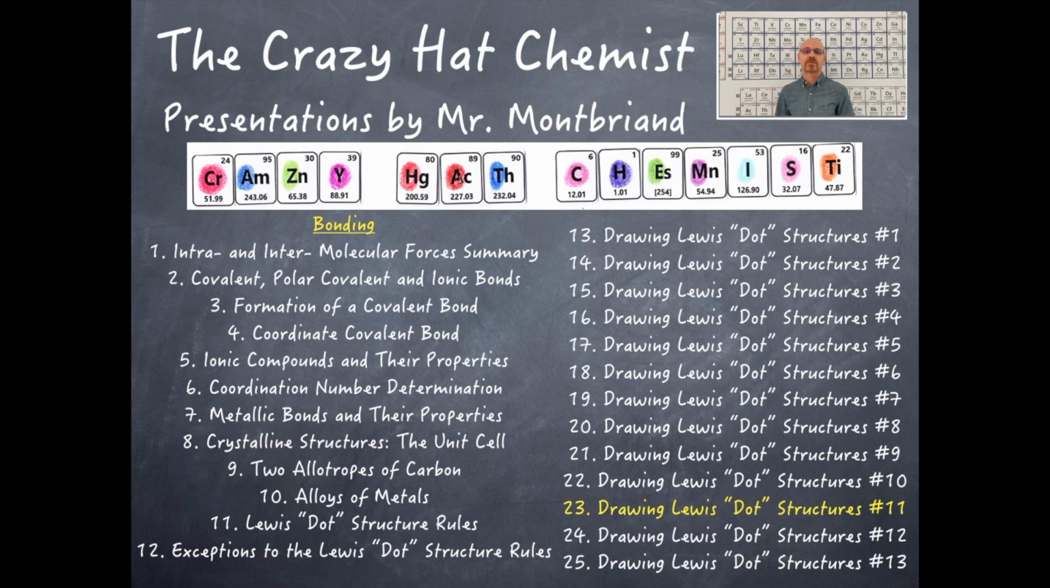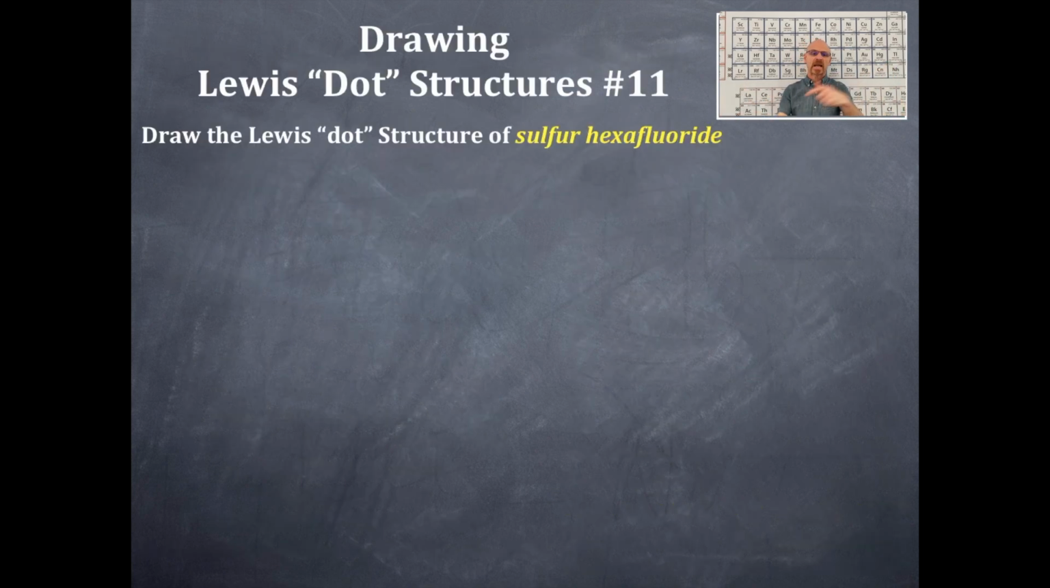So today we're doing another video, so let's get started on bonding. Bam! Today we're drawing Lewis dot structure number 11. We're going to draw the Lewis dot structure of sulfur hexafluoride. Sulfur is a nonmetal, fluorine is a nonmetal, hexa is a prefix for the number 6. So we first got to get the formula, and there's our formula, SF6.